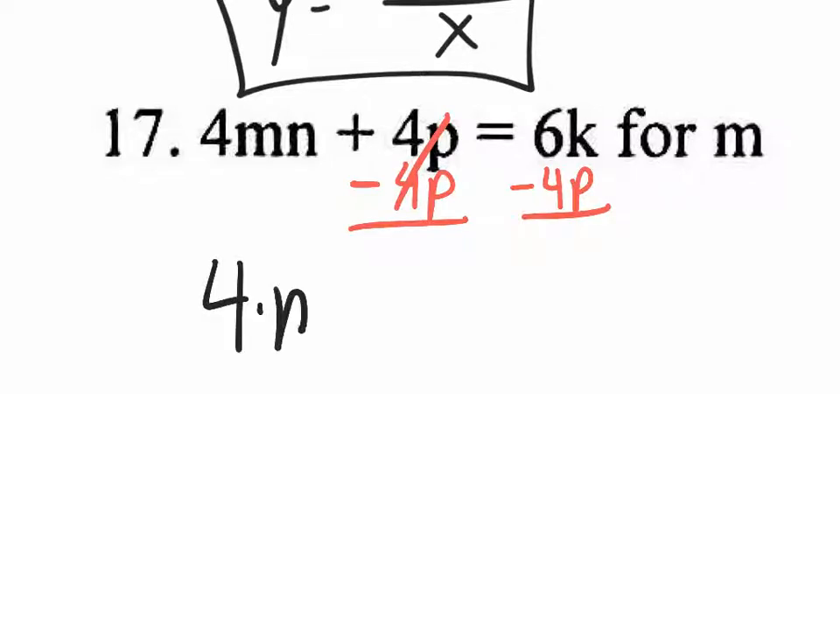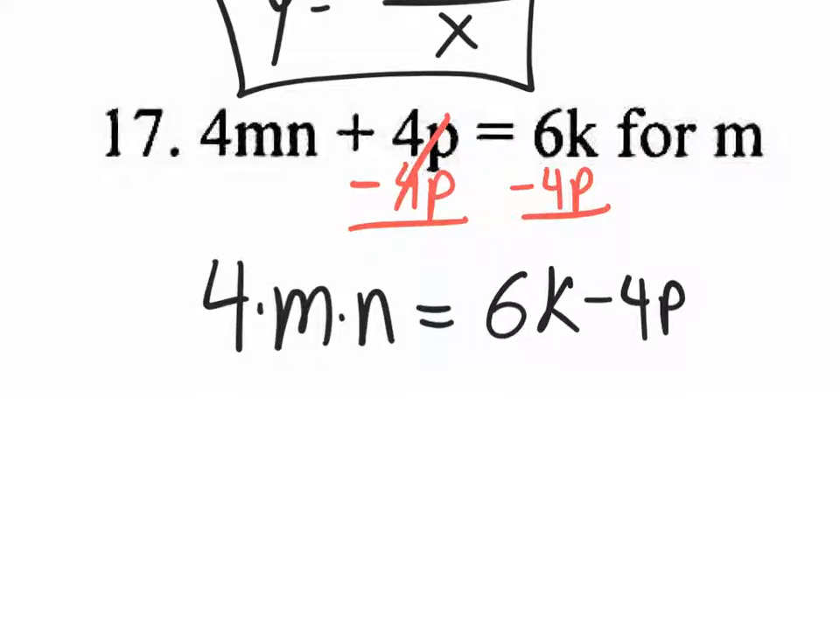Let's rewrite everything. 4 times m times n equals 6k minus 4p. Now, you didn't have to write this multiplication. I just wrote it down right there so you could see what's happening. How do I get rid of the multiplication of 4? Divide by 4. How do I get rid of the multiplication of n? I divide by n. So I'm going to get rid of both by doing the one step of dividing both sides by the entire 4n value. So what you do to one side, you do to the other side, divide by 4n over here.